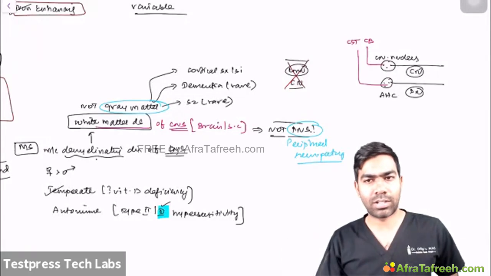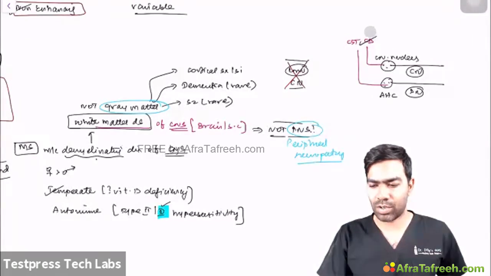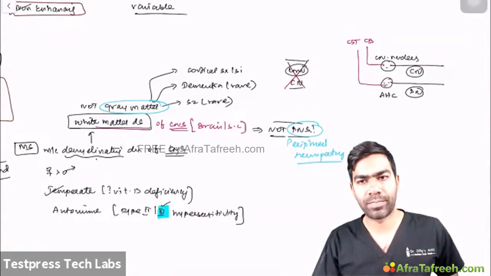But MS never causes LMN cranial palsy. But it can affect the UMN. I'm not telling no. UMN can be affected to a large extent, but it's not going to affect the LMN for sure. At any cost, it's not going to affect the LMN. Okay.